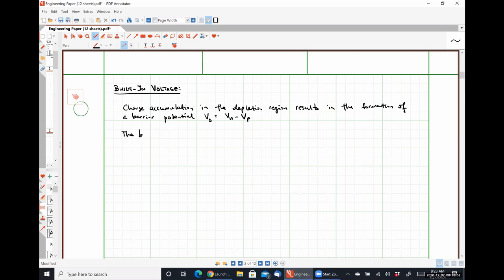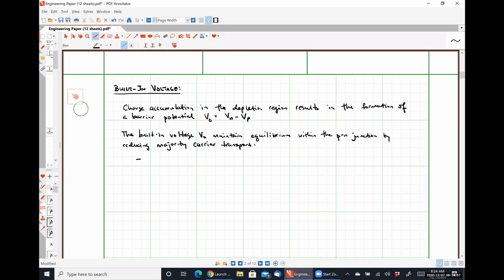The built-in voltage or built-in potential V naught maintains equilibrium within the PN junction by reducing carrier, and let me be clear, majority carrier transport to zero. What I mean by majority carrier transport is it's governing the diffusion and drift of holes on the P side and electrons on the N side.